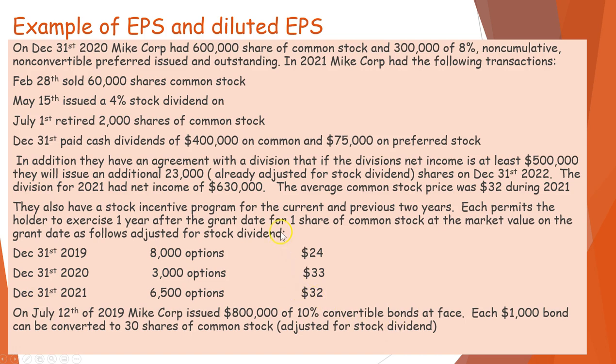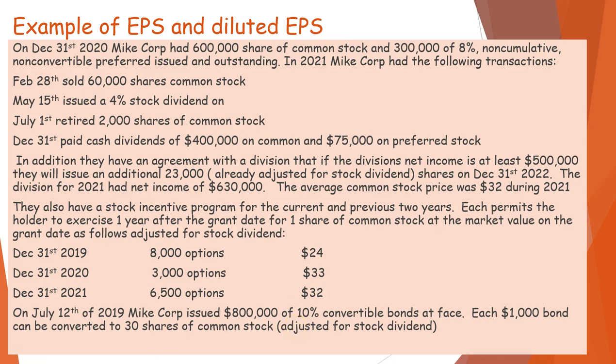So we have them at various prices, and then on July 12th of 2019, Mike issued $800,000 of 10% convertible bonds at face. Each $1,000 bond can be converted to 30 shares of common stock.